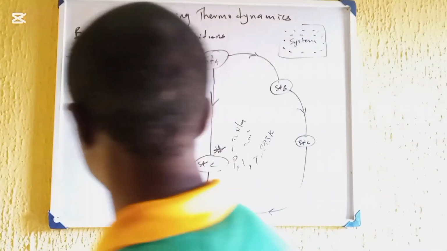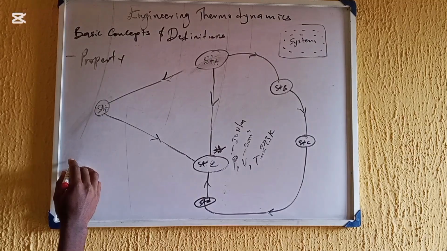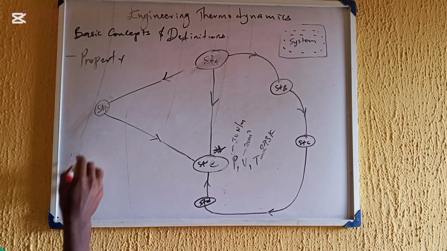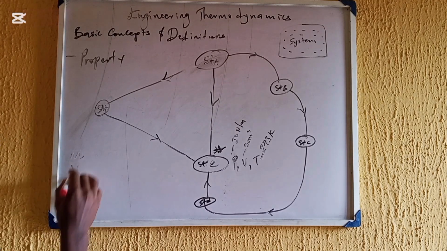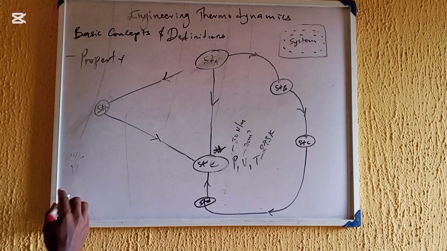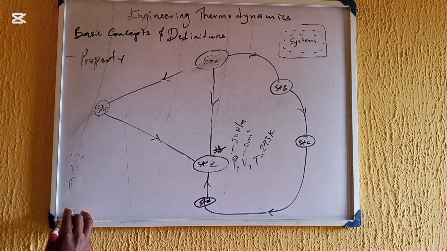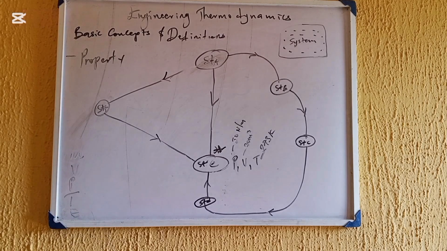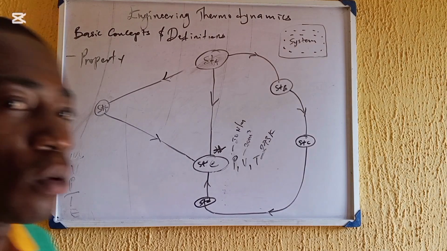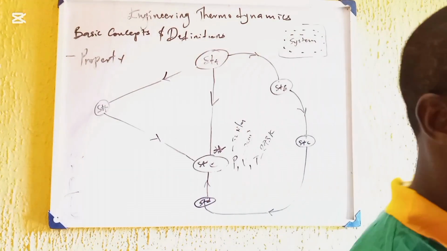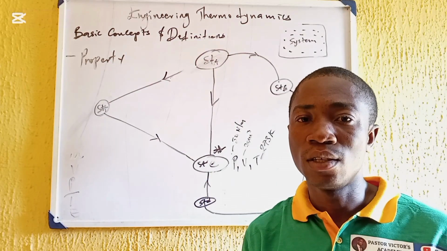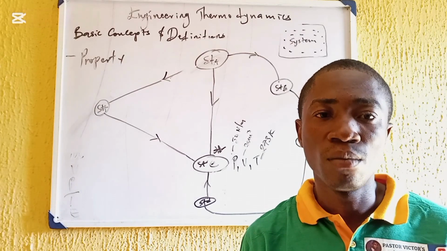So examples of property, we have mass. Mass is a property of a system. Volume is a property of a system. Then pressure is a property of a system. Temperature is a property of a system. Energy is also what? A property of a system. So mass, volume, pressure, temperature, energy. These are what? Properties of systems. That takes us to the next thing, intensive and extensive properties.